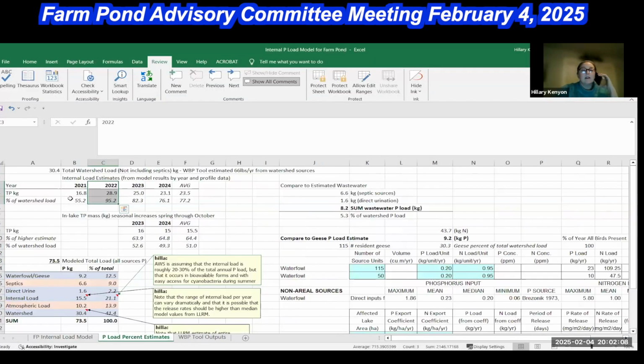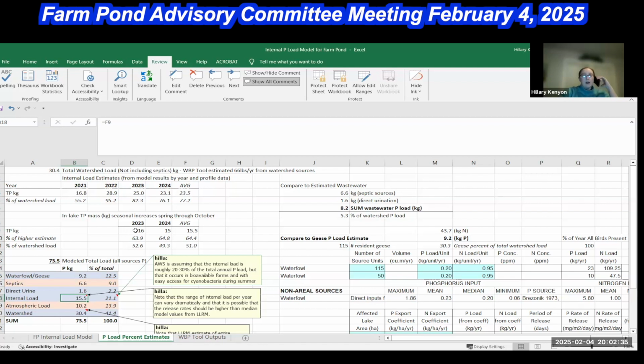That even though you had potentially up to 30% of the total load as internal load, and it was high in several years, I don't know if all of that internal load should be considered available. So that's why sometimes in stratified lakes, people will use an entrainment factor where it's like 40% of the hypolimnetic phosphorus ends up making its way to the surface.